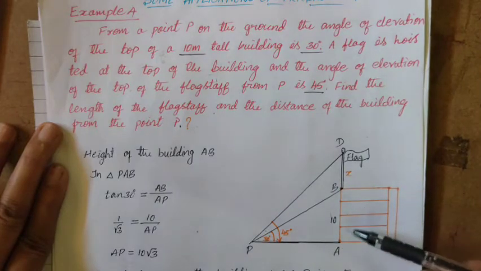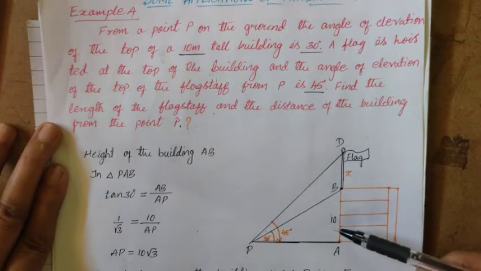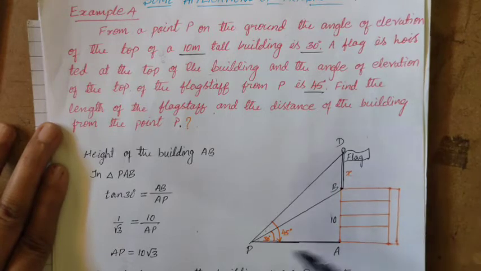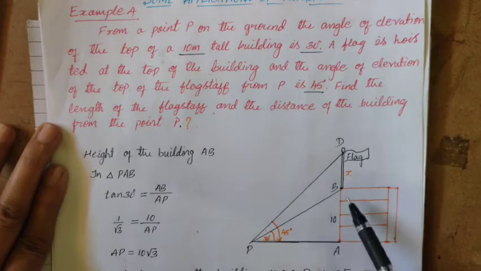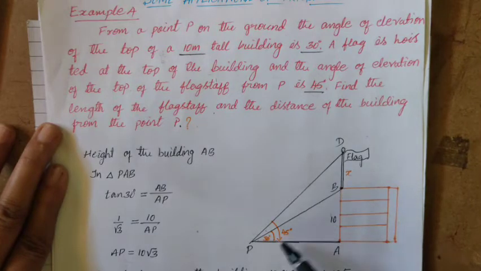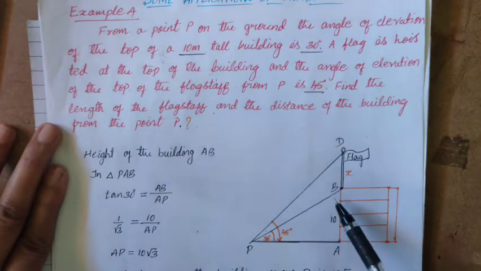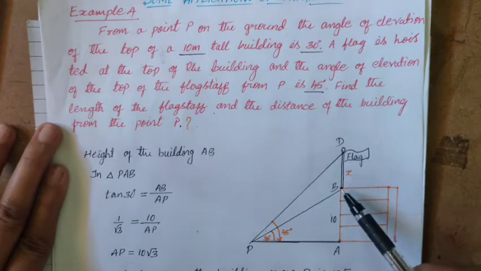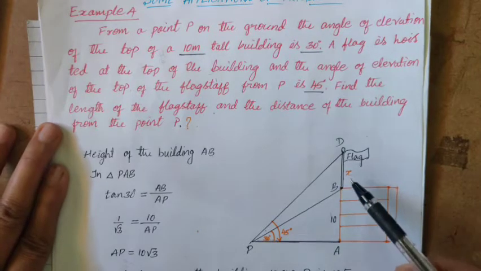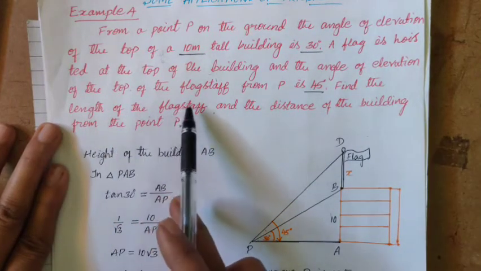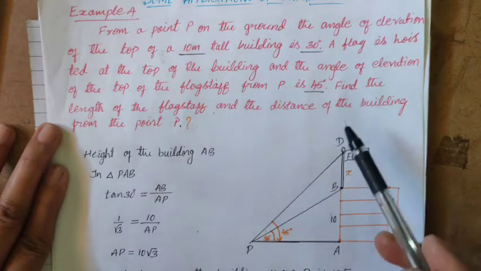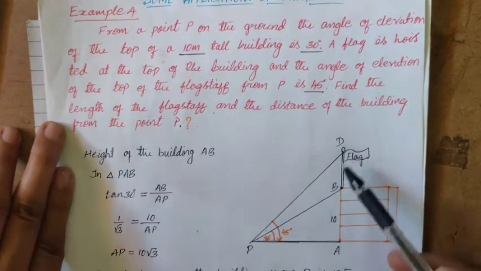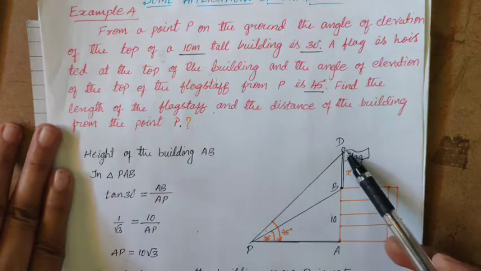Observe this one. This is the building. This building height will be 10 meters. So when the observer sees the top of the building, the angle of elevation occurs, that is 30 degrees. And again a flag is hoisted on the top of the building. And the angle of elevation of the top of the flagstaff from P is 45 degrees. Again, the observer watches the top of the flagstaff.